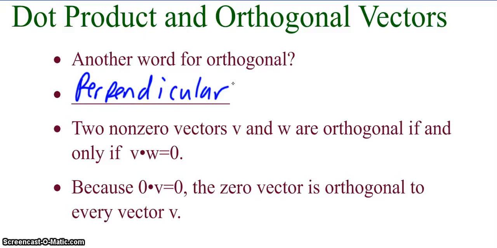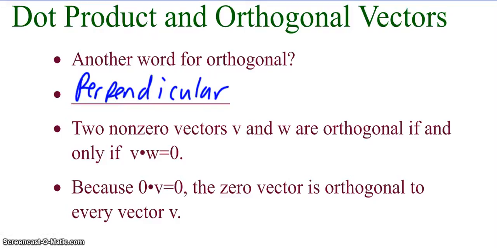So if we have two non-zero vectors, v and w, they're orthogonal to each other if v dot w equals 0. So if the dot product of two vectors equals 0, then the vectors are going to be orthogonal to each other. We know that 0 dot v, and 0 being the 0 vector, is going to also equal 0. And so what that tells us is the 0 vector is technically considered orthogonal to every vector.